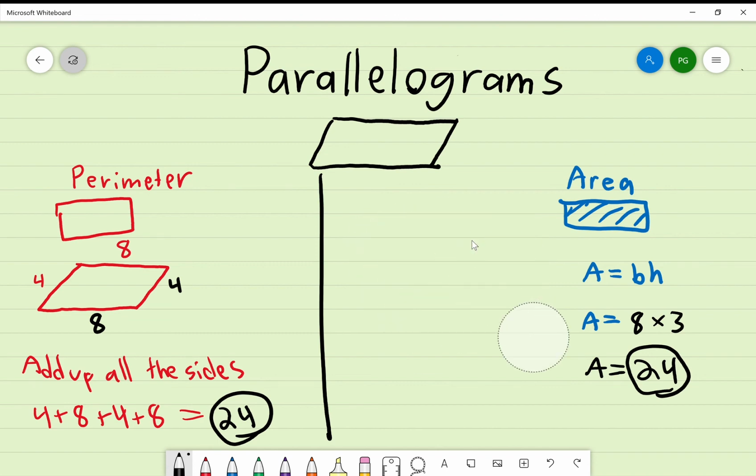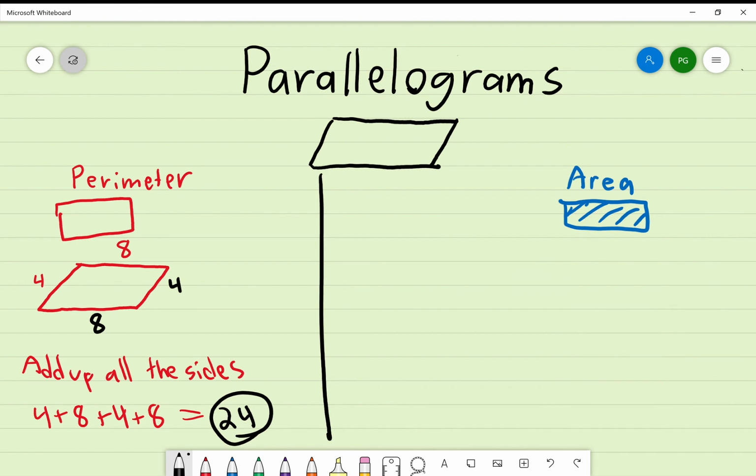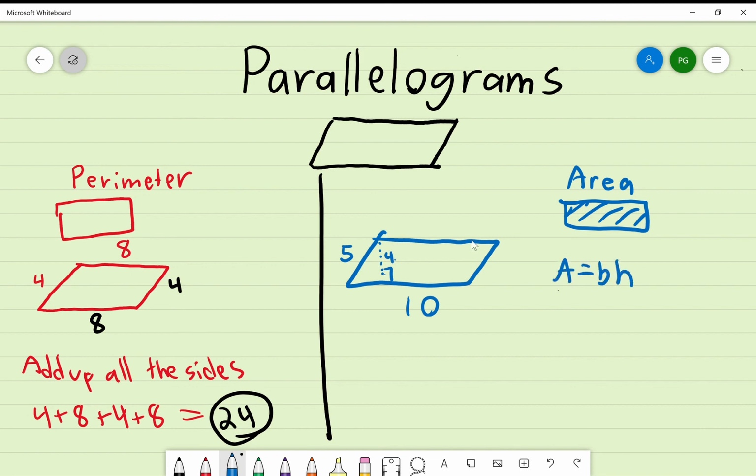Let's say I give you, I don't know, let's say I give you this shape. So parallelogram, let's make this 10, let's make this 5, let's make this 4. Yeah? Once again, area equals base times height. Okay, base is obviously 10, it's on the bottom. So my base is going to be 10.